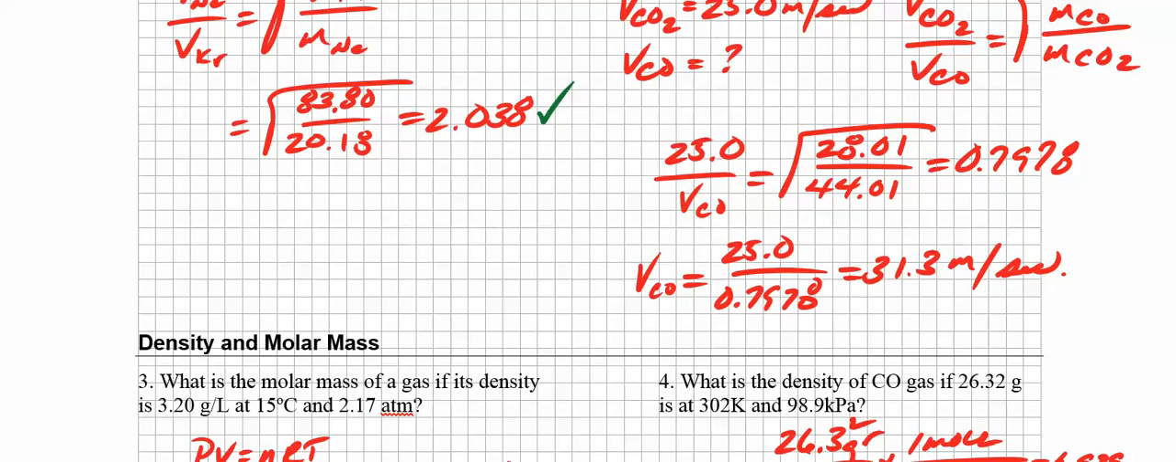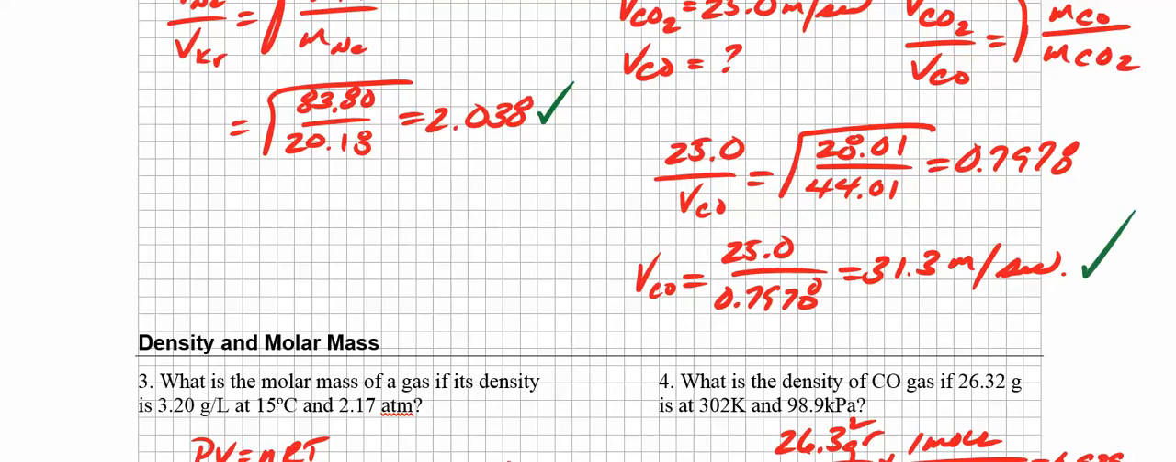Now, we want to know the velocity of CO. So we'll just do a little algebra. We'll pull the velocity of CO up, 0.7978 down, and here's what we get. 25.0 divided by 0.7978, and this is the value, 31.3 meters per second. Notice that it is a bit faster than the carbon dioxide. That makes sense. It's smaller. Smaller particles move faster. That's Graham's law. That'll do it for number 2.